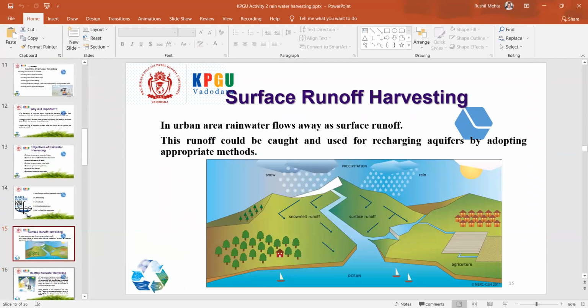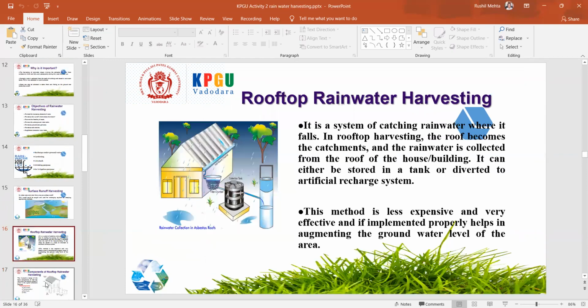You can see that in urban areas, the rainwater flows away as surface runoff. This surface runoff could be caught and used in recharging the aquifer by adopting an appropriate method. When rainfall takes place, or snow melts, this runoff will come to the ocean. So somewhere if you block it and store it, you can use it.